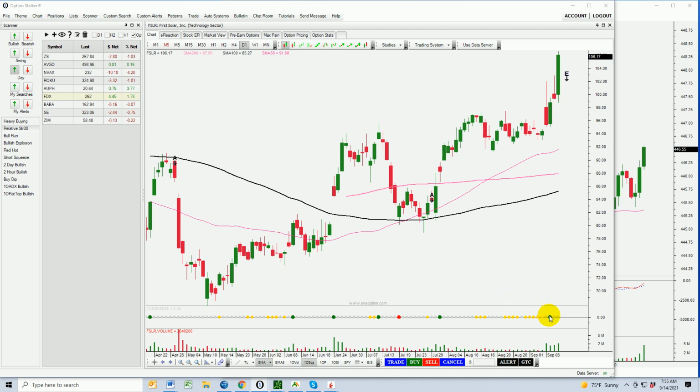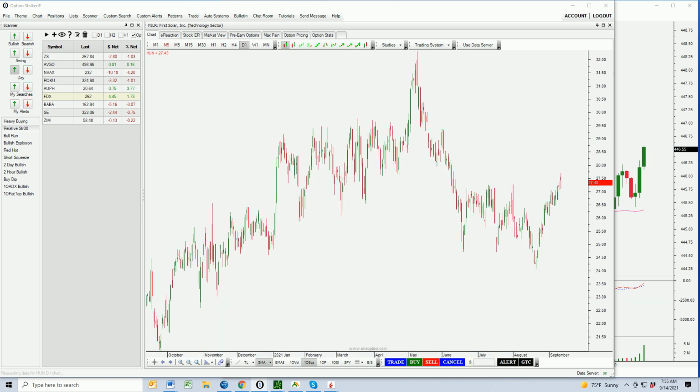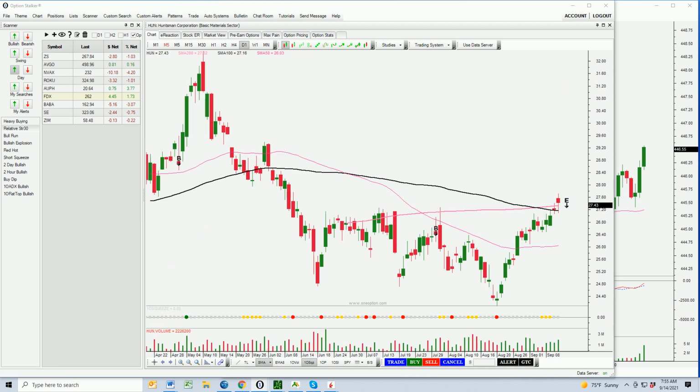FSLR, beautiful compression in here. You can see it. There's your green dot right there. Breakout through the horizontal resistance level. Heavy volume. Oh yeah, beautiful. So searching for these compressions is also very fruitful. You've got this HUN breakout right here above the 200-day and the 100-day moving average.